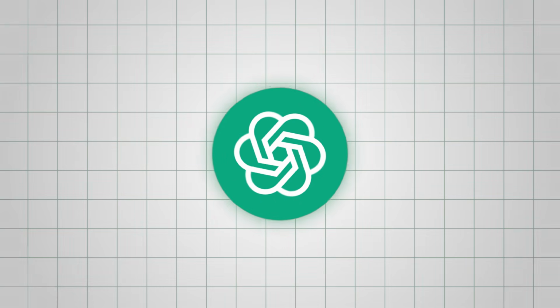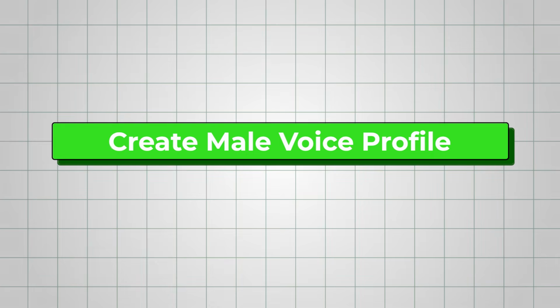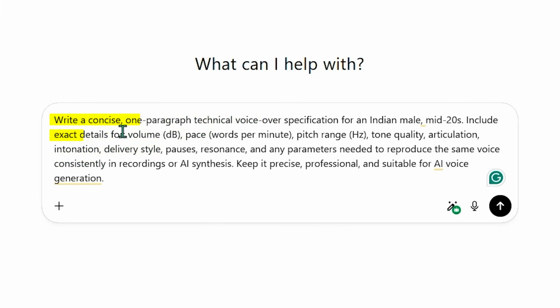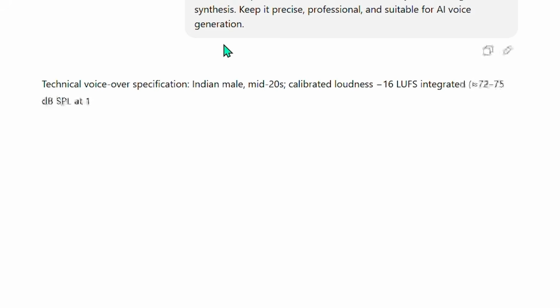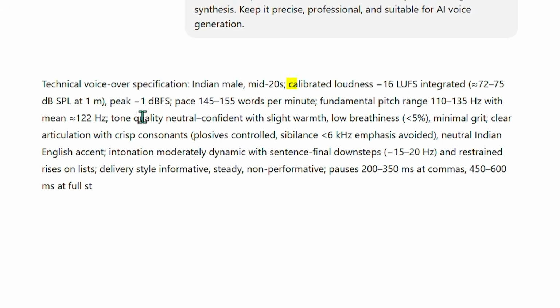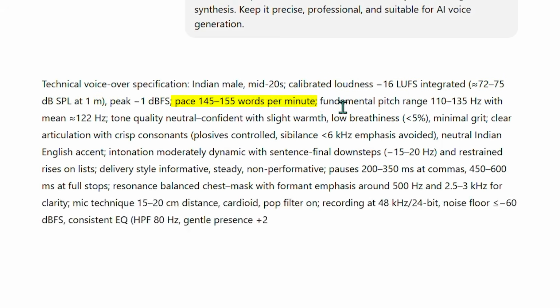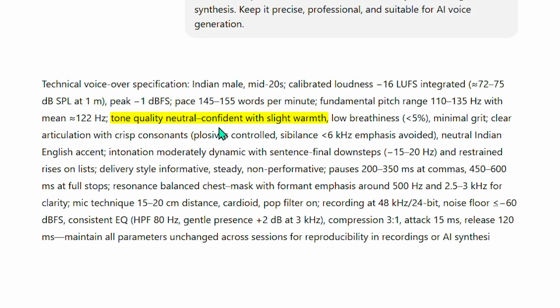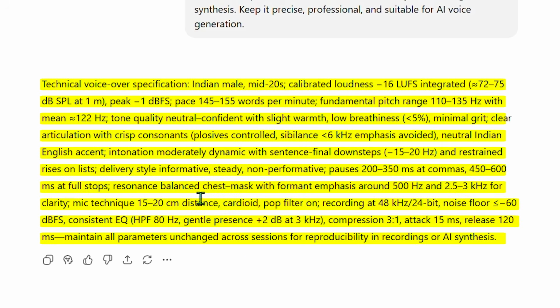First, open ChatGPT and create the male voice profile. Use this prompt exactly as it is, which you'll find in the description too. Now, ChatGPT will generate a single clean paragraph with precise details for Grok AI, like volume level, speaking speed, pitch range, tone texture, pauses, and delivery style. This is exactly what we want.